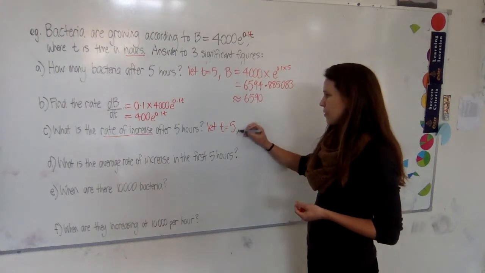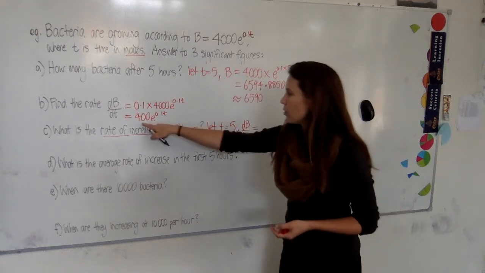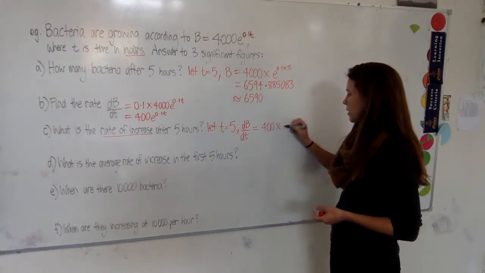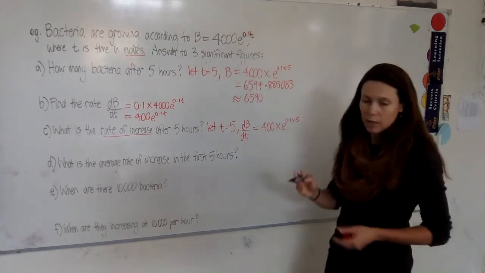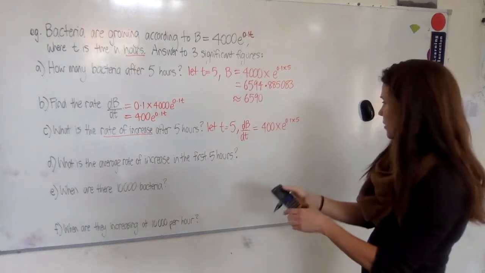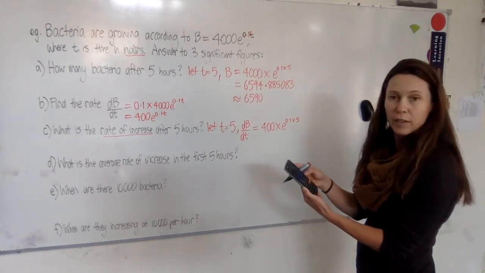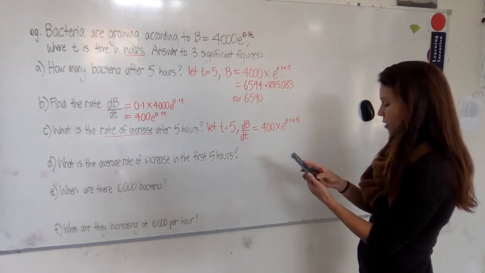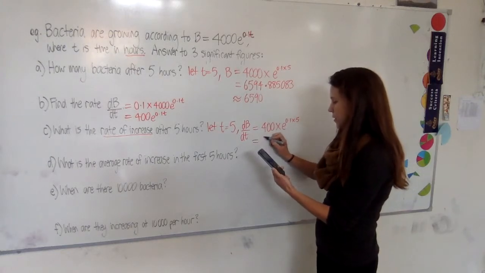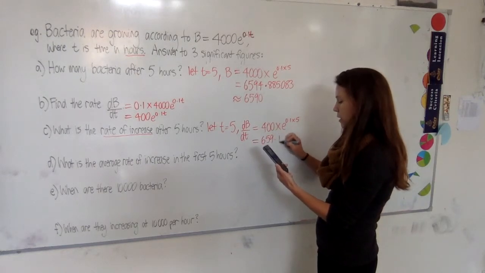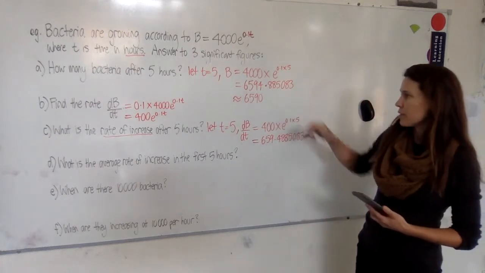So let t equal 5, dB/dt is going to be equal to 400 times e to the power of 0.1 times 5. So again, we'll need our calculators. This is a similar calculation to the last one. 400 multiplied by shift ln, and then you can put in your 0.1 times 5, and what we get there is 659.48858083. Similar number to this one.